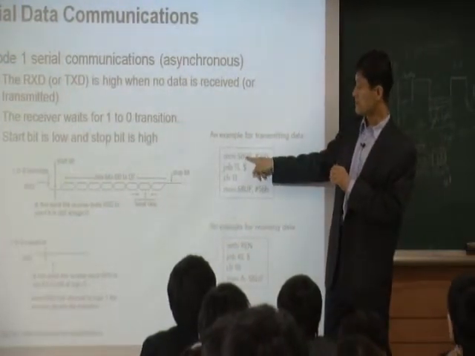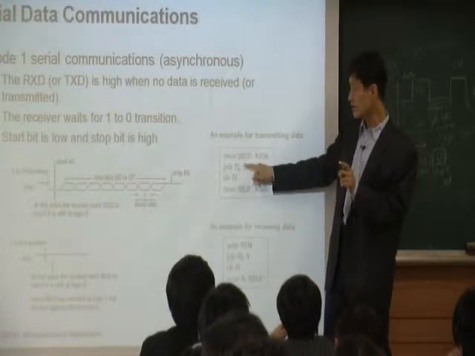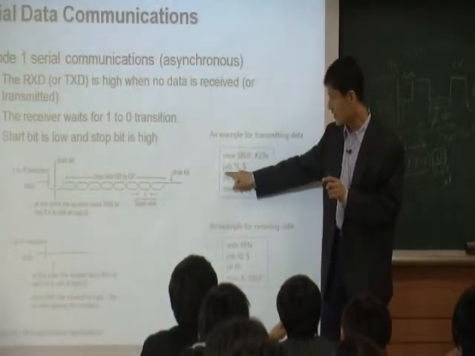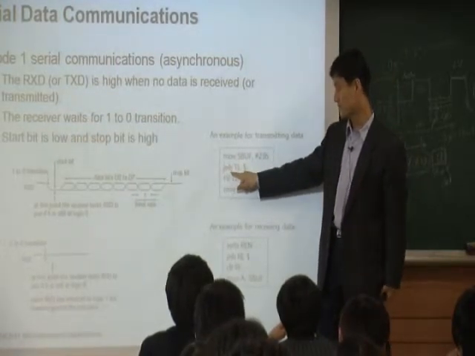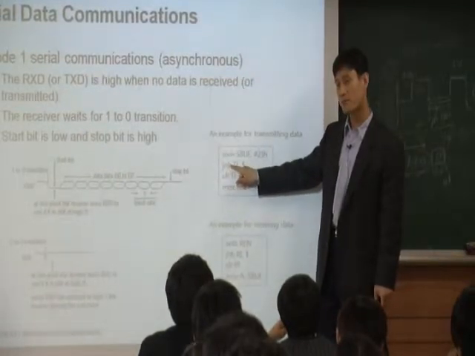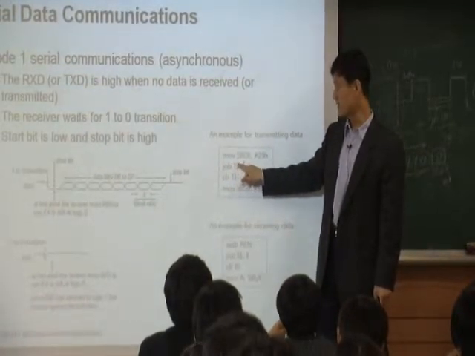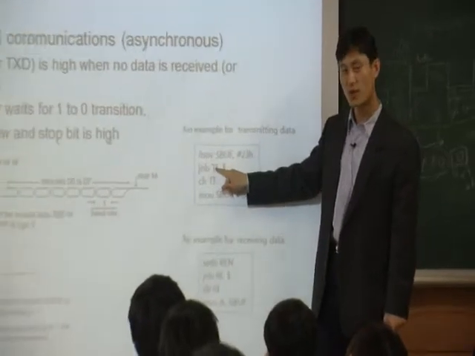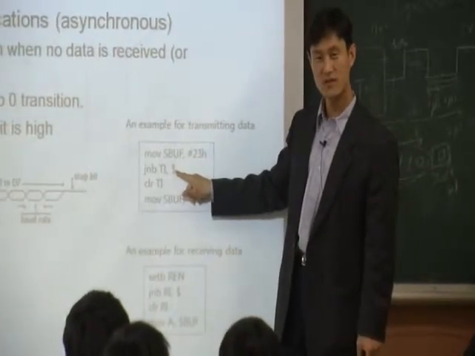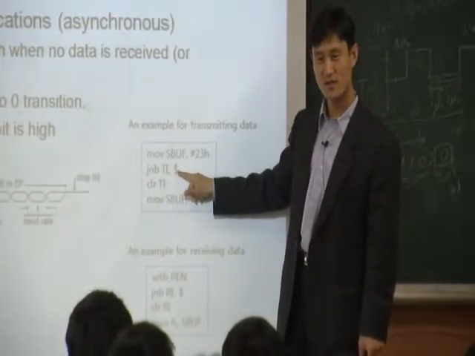Once you do this, what do you need to do? You need to watch the TI. What is this one? Jump if not bit: if this bit is not 1, then you jump to this one. What is this one?